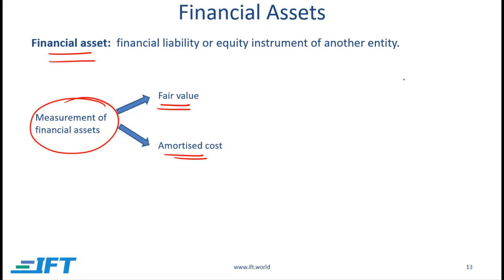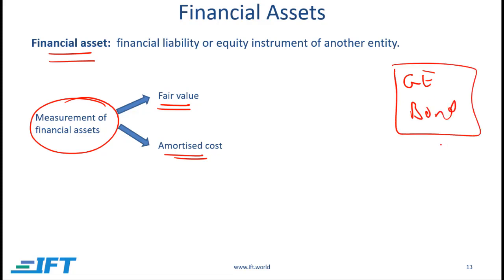So let's talk about the bond that Microsoft bought. This is a GE bond, and let's say that the market price of this bond is $90. Now this is the market price, this is the price at which the bond is trading. So we can say that the fair value is $90. This is the arm's length transaction at which any party can buy the bond. So that is one way of measuring financial assets. The other way is amortized cost.